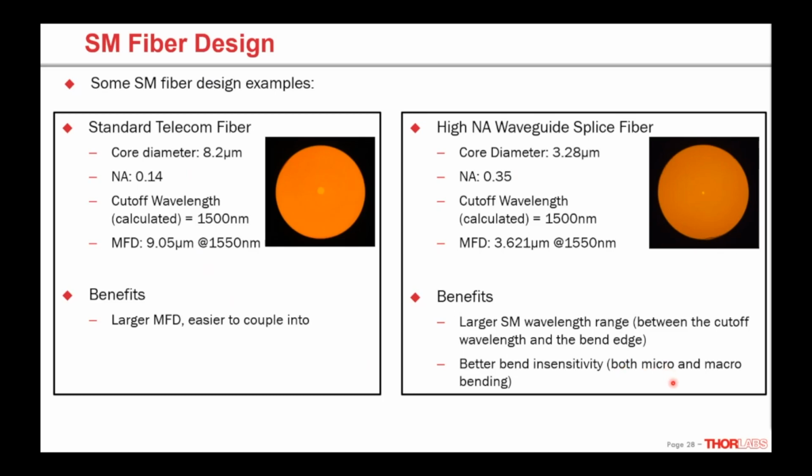So for both micro and macro bending, it's going to be less sensitive. That being said, this 0.14, 0.11, is a typical NA. That was chosen because that's about as low as you can go and still get acceptable bend performance. So that's one reason why we go with fibers like this, because it's a good compromise between larger mode field diameter and still being relatively bend insensitive.